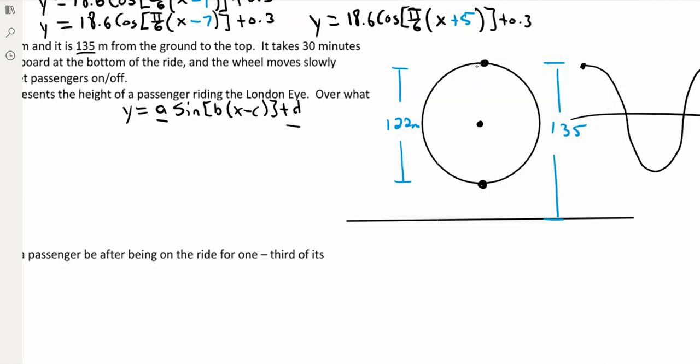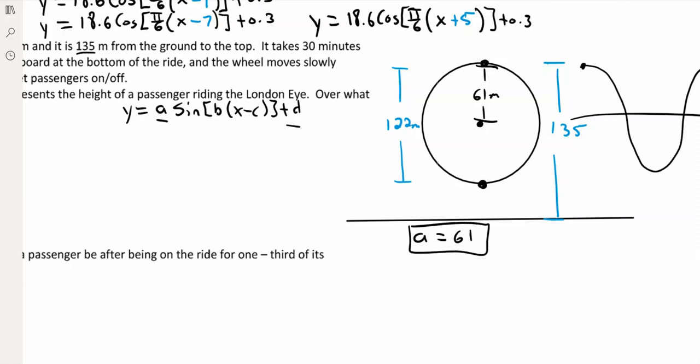Our A value is just going to be, well, half of the diameter is going to be the radius. So that's going to be 61 meters from there to there. So done. So we got A. So we can write it down if we like. So here, A is equal to 61. Done.